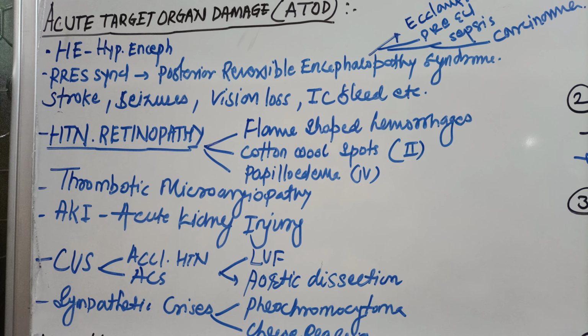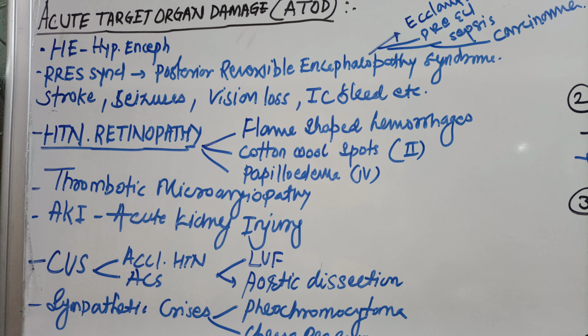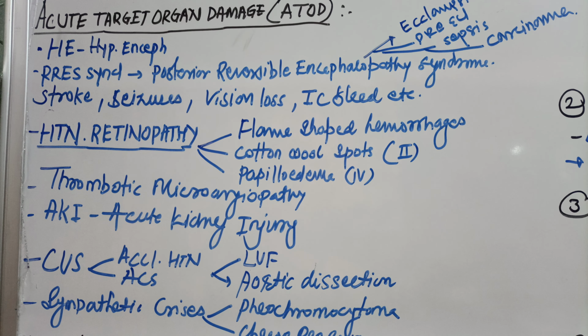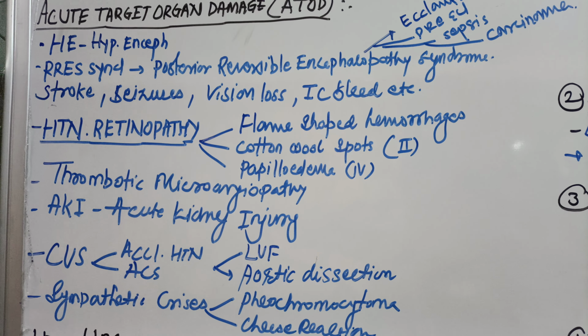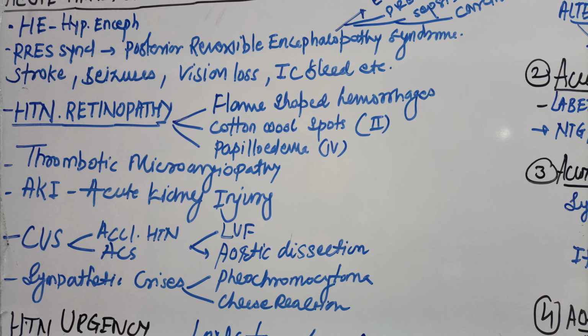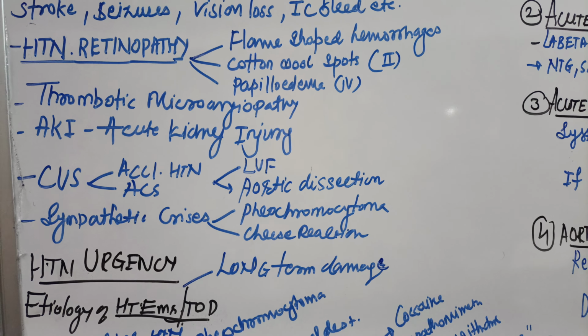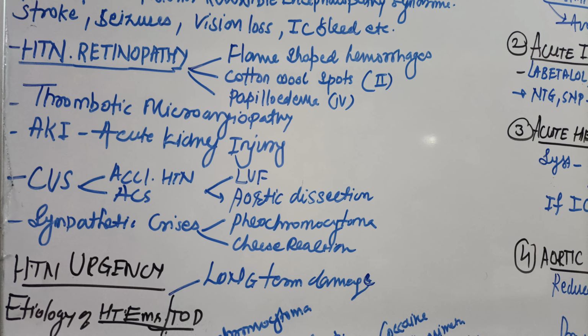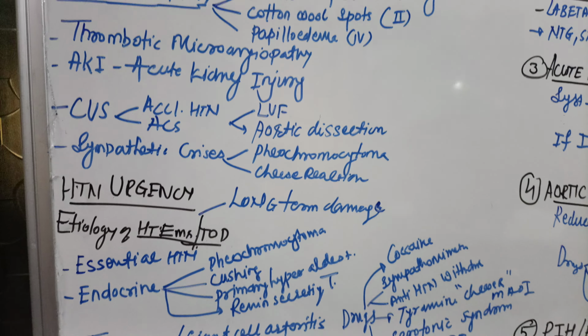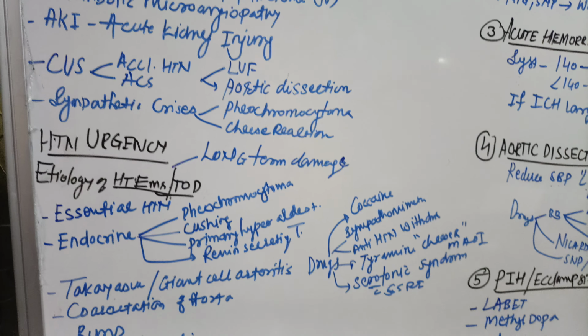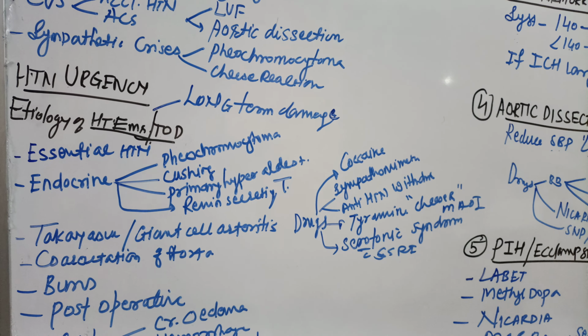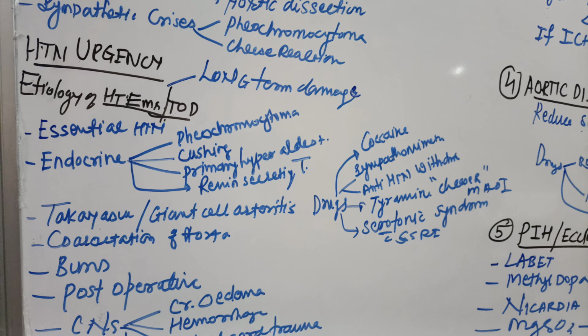Then in the cardiovascular system, target organ damage can include accelerated hypertension, acute coronary syndrome, left ventricular failure, aortic dissection. In sympathetic crisis, it may be caused by pheochromocytoma or cheese reaction. In case of hypertensive urgency, long-term damage is there. There is no acute damage.